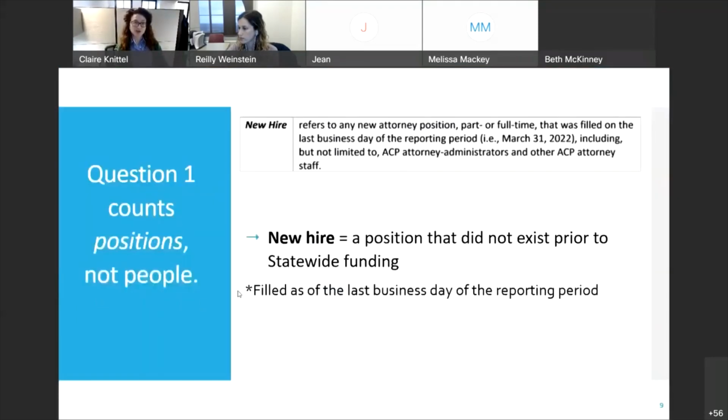So there's one overarching principle that I want to start with, and that is that question 1 counts positions, not people. So when you're categorizing your positions for step 3, you're figuring out how the position appears in your budget. So a new hire refers to any new attorney position, part or full-time, that was filled on the last business day of the reporting period, i.e. March 31st, 2022, including but not limited to ACP attorney administrators and other ACP attorney staff. So in other words, a new hire is a position that did not exist prior to statewide funding and is filled as of the last business day of the reporting period.